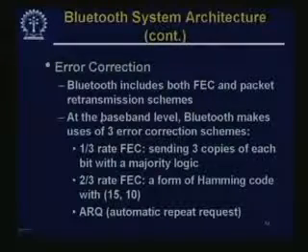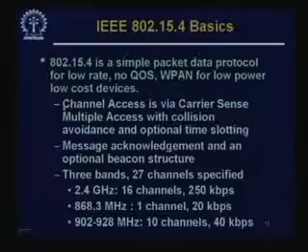There are various types of error correction which are possible, including both FEC and packet retransmission schemes. At the baseband level, Bluetooth makes use of 3 types of error correction schemes: 1/3 rate FEC, sending 3 copies of each bit with majority logic, 2/3 rate FEC from some kind of Hamming code, or automatic repeat request, ARQ. So this is the error correction scheme that is used.